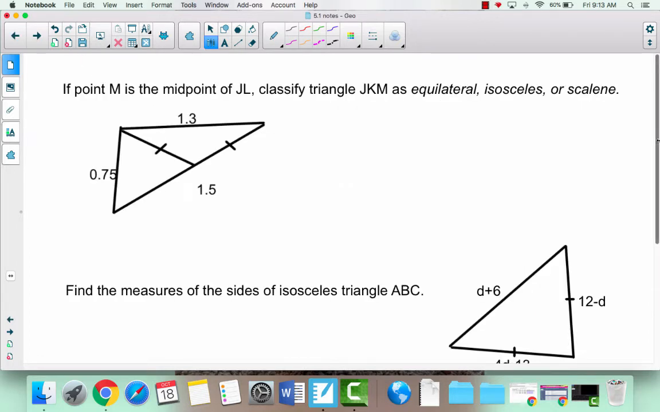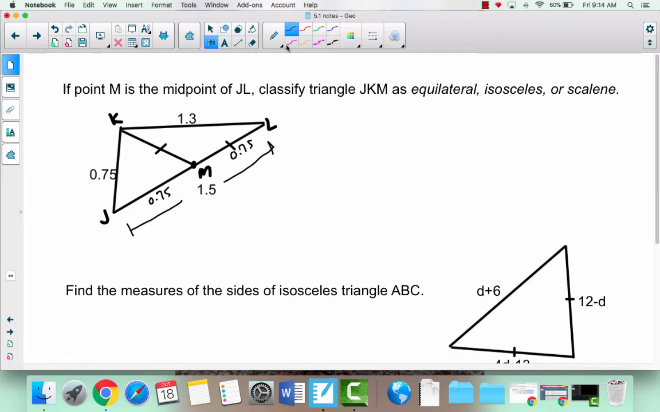Let's use these concepts to look at more complex pictures. So in this example, it says point M is the midpoint of JL, and we want to classify triangle JKM based on the measurements. So if we know that M is the midpoint, that means that my side JL is getting split in half. So if the whole thing was 1.5, then each side of that, JM and ML, would be 0.75. So I'll go ahead and write that in there.